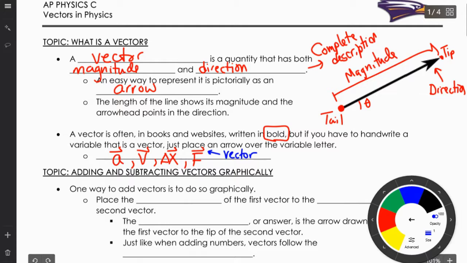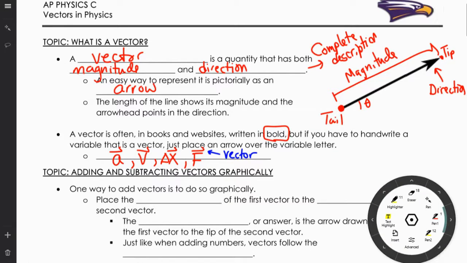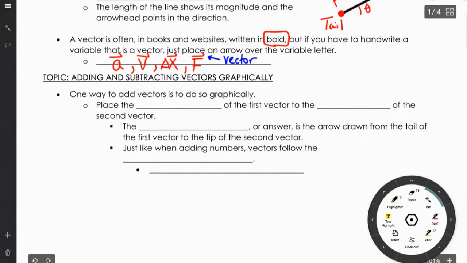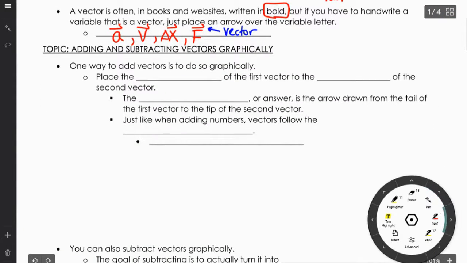That means that particular variable is a vector, which means we have to include the direction. So you do have to pay attention to what the problems are asking. Like if it just says what is the speed, you don't have to worry about the direction. But if it says what is the velocity, this would be the symbol you use, plus you'd have to include the direction.